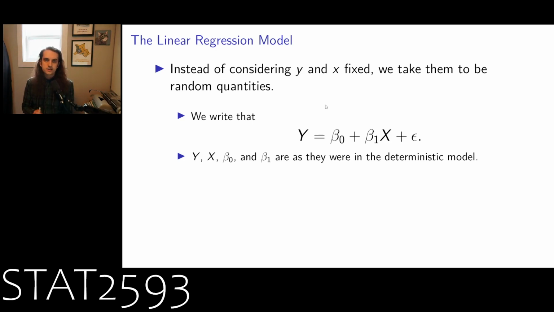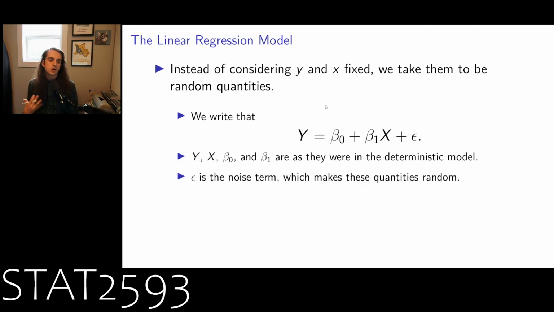We think about beta naught and beta 1 in exactly the same way that they were in the deterministic model, right? So it's going to be the intercept and the slope. And y is still going to be our outcome, and x is still going to be our predictor. But now we're just thinking about actually measuring a data set that's going to have our y's and our x's in it. Okay. Epsilon is what we would call a noise term.